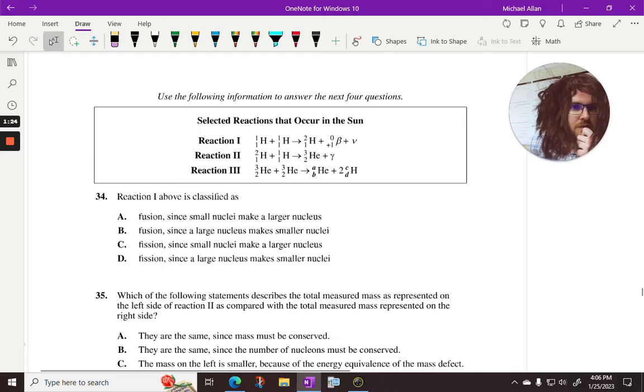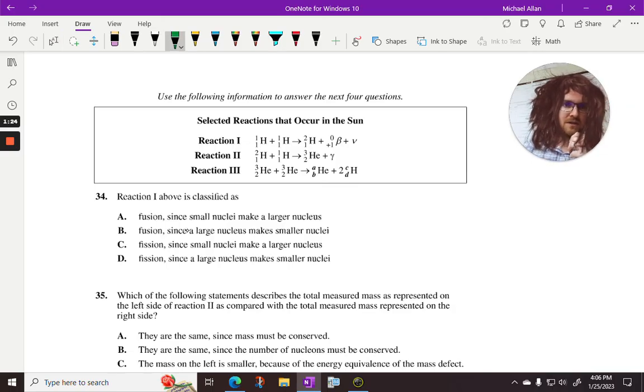Which one's which here? So reaction number one, well, I guess it'd be considered fusion. You got two smaller things becoming a slightly bigger thing. So fusion. Fission would be one that's going from a bigger to a smaller. So that's what fission is. So it's got to be fusion for sure. It's going from smaller things to a bigger thing. And, oh, this is the definition here. Since a large one makes a smaller one. No, because small nuclei make a larger one. Yeah, so that'd be A.